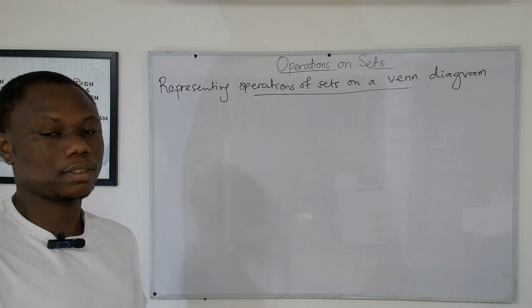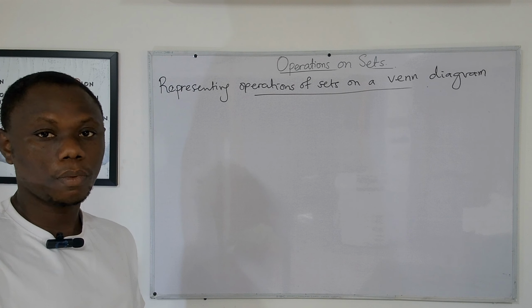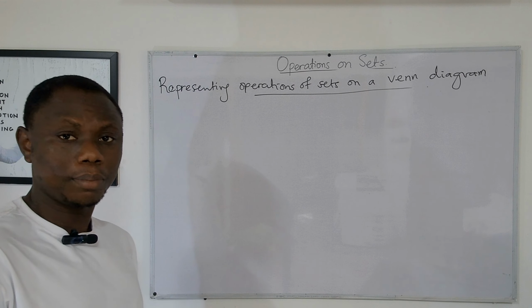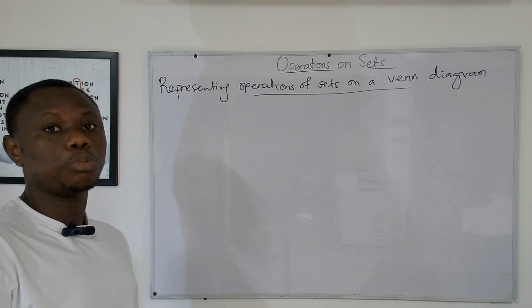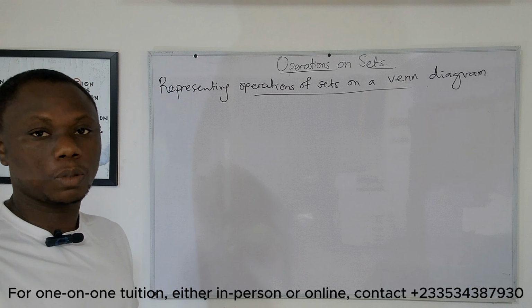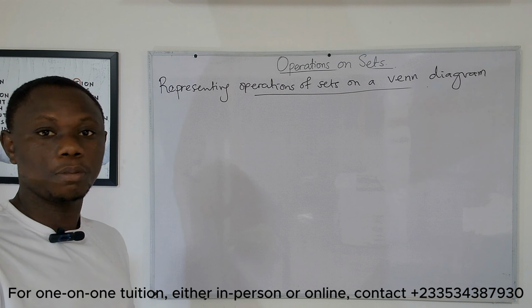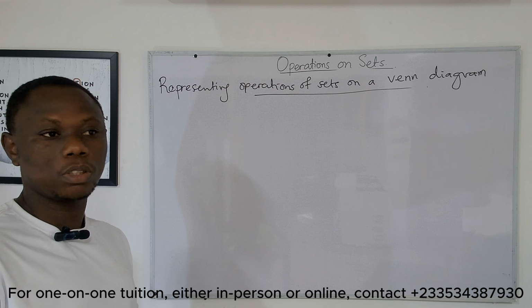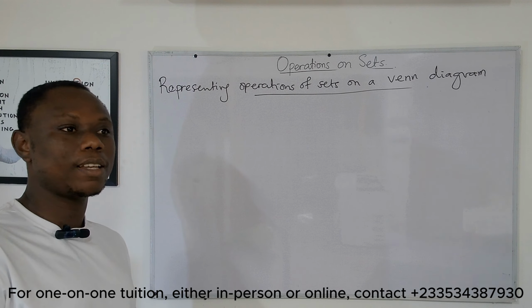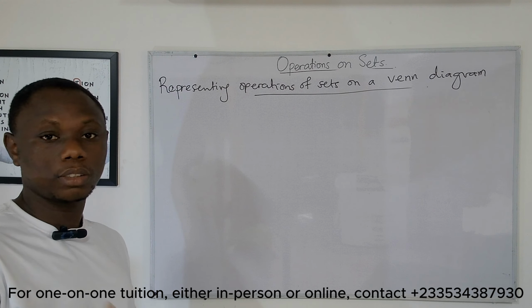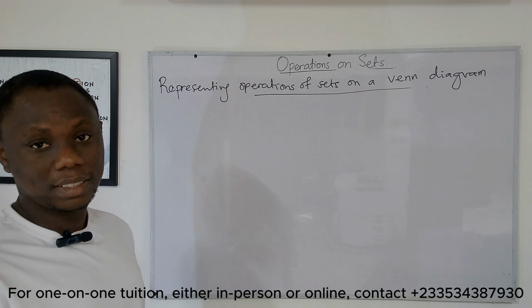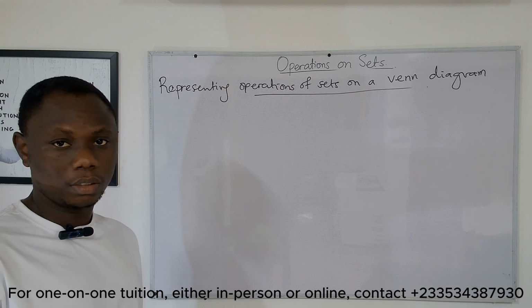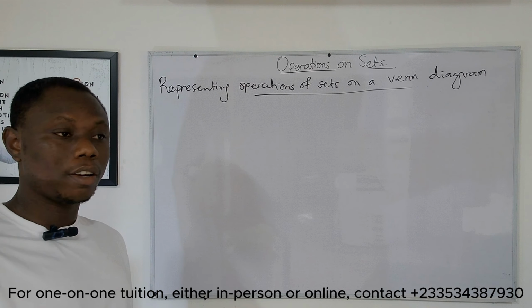Representing operations of sets on a Venn diagram. That's what we are going to do. So what do we do? This is a very important aspect of operation of a set, because when you are given a 3-set or 2-set problem and you are able to represent it on a Venn diagram accurately, you have almost solved the question. Sometimes just by representing it on a Venn diagram, you can see the answers are very clear. So this is a very important aspect of operation on sets, representing it on a Venn diagram.